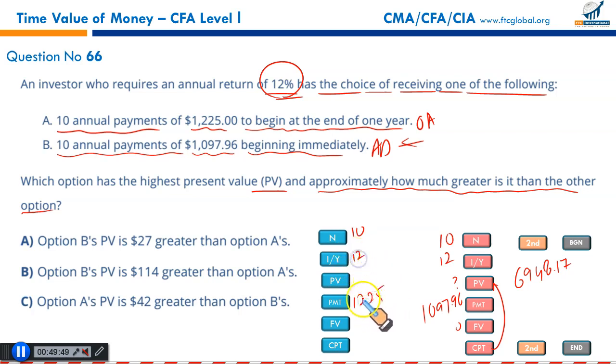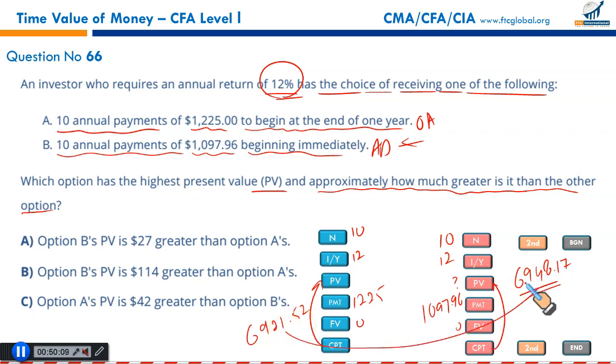Interest rate 12%. No future value. Press CPT PV. You will get 6921.52. So clearly this annuity due is slightly better. By what amount?